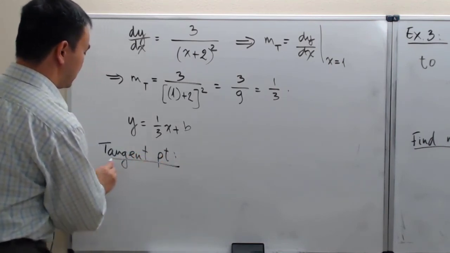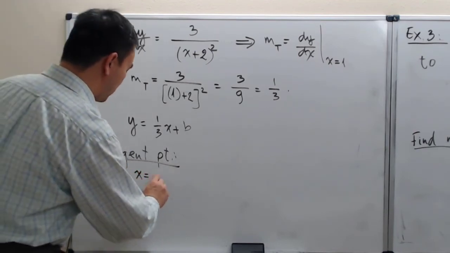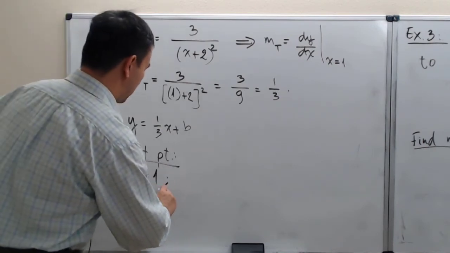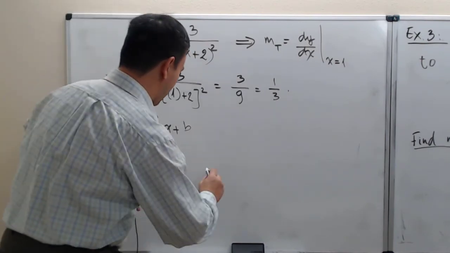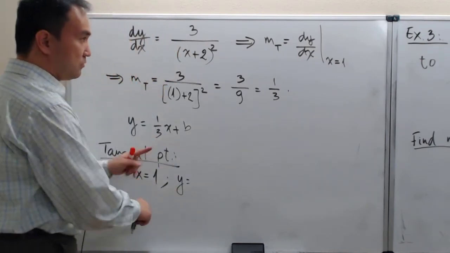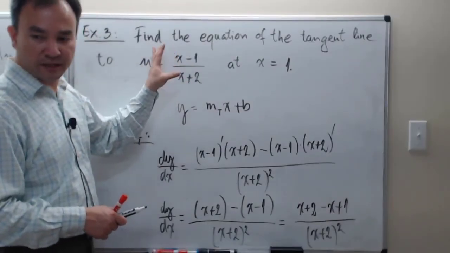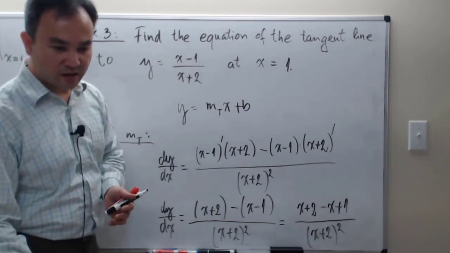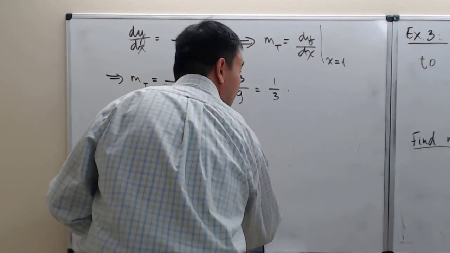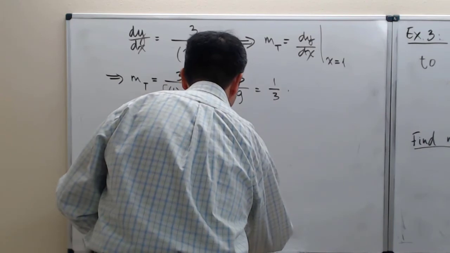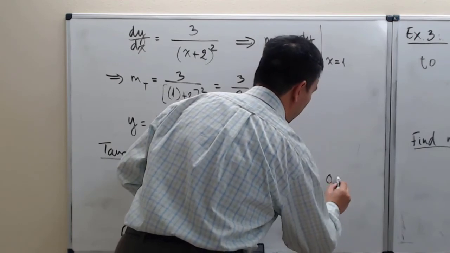Okay, so for our tangent point here, when x equals 1 as given, then the y value of the tangent point is going to be, we're substituting that x value into our beginning function. And I have to emphasize that again, we substitute our x value into the beginning function. So in this case, we are looking at 1 minus 1 over 1 plus 2, and the answer overall is a 0. So our tangent point is actually 1, 0.